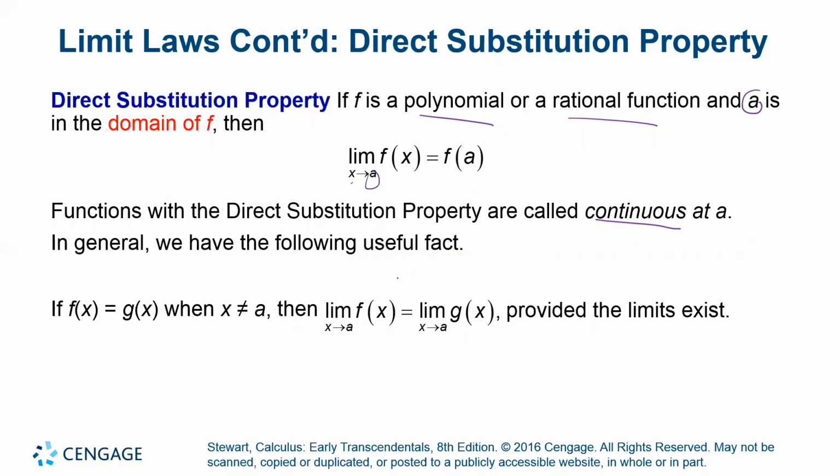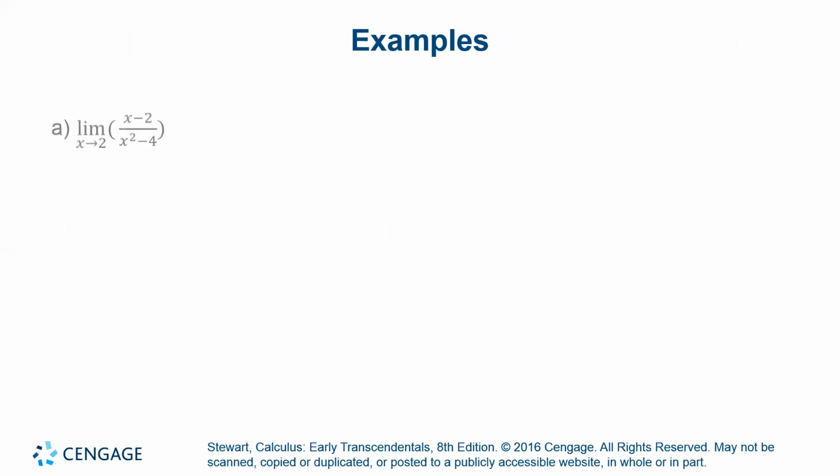In general, we have the following useful fact. If f of x is equal to g of x when x and a are not equal, then the limits of these two are equal, provided the limits exist. Here we're going to use direct substitution to do one or two problems, and some of them will require a little bit of algebra. Okay, but you will get it. All right, so here are the examples.